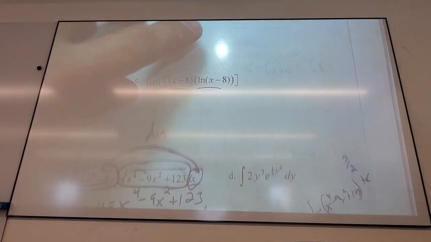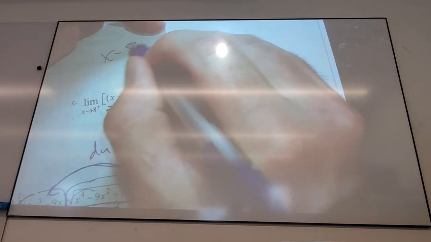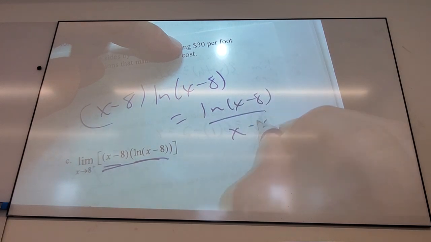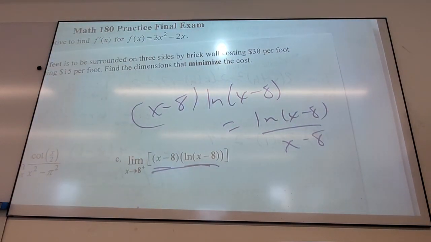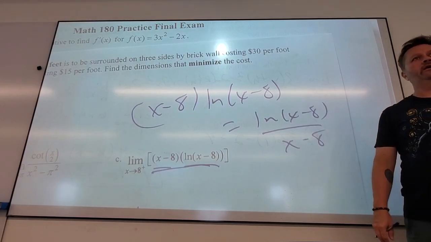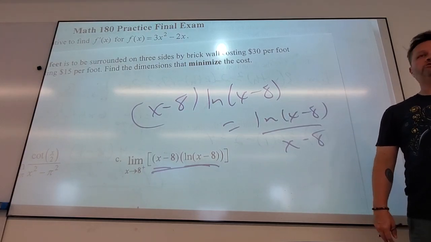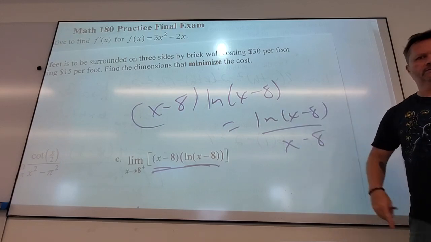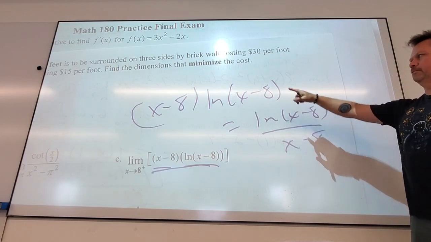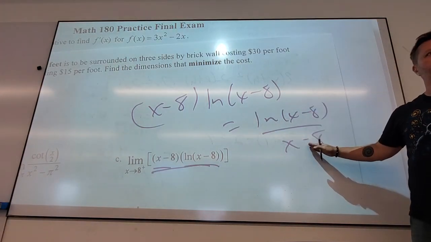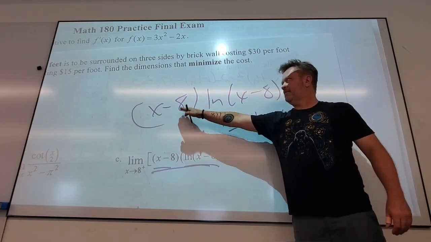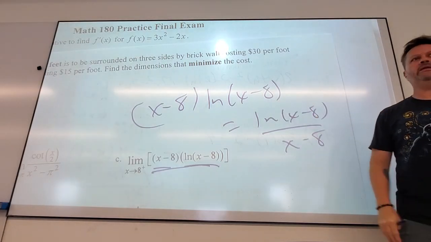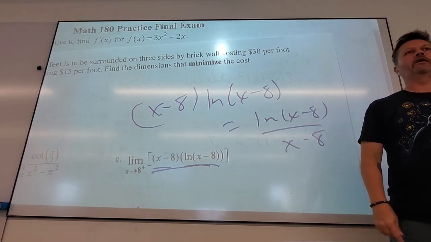If I wrote x minus 8 times ln of x minus 8 equals ln of x minus 8 divided by x minus 8, can you very quickly tell me why I am so wrong? What is the quickest way to tell me, you are wrong? What is the operation here? I'm multiplying this by this. That cannot, in general, equal one of them divided by the other. That's easy: 4 times 5 is equal to 5 divided by 4?